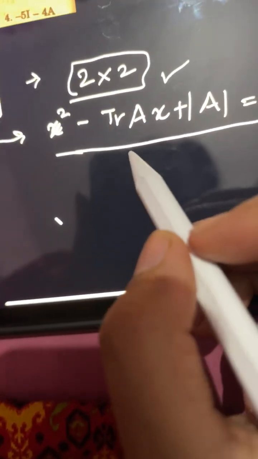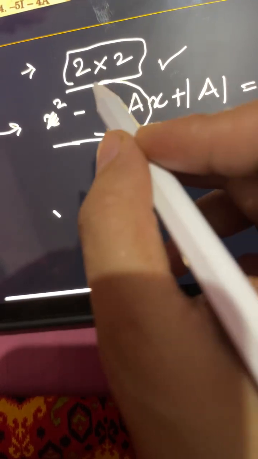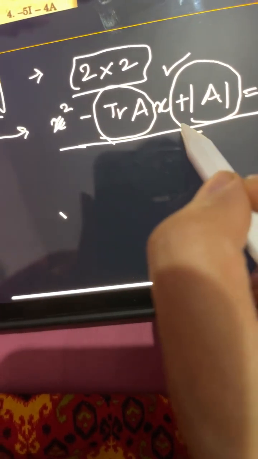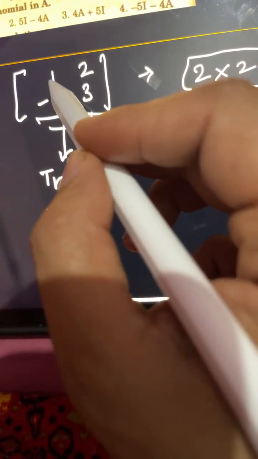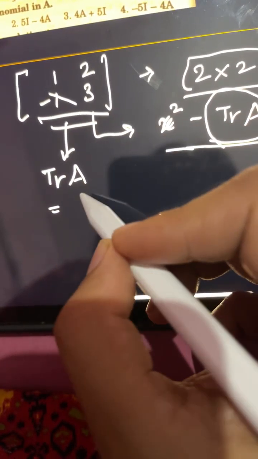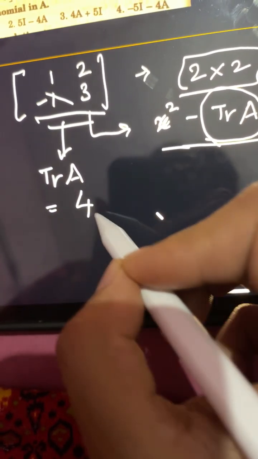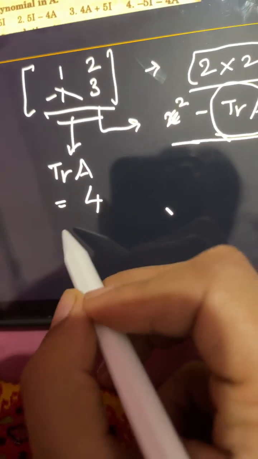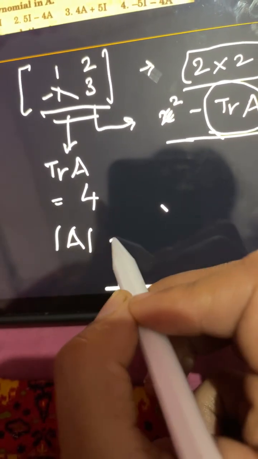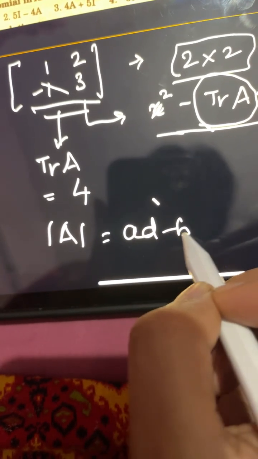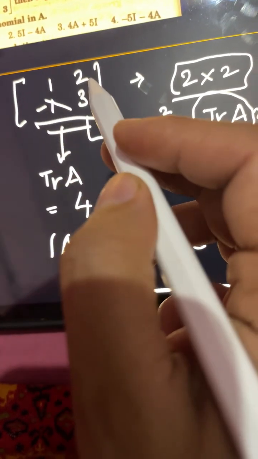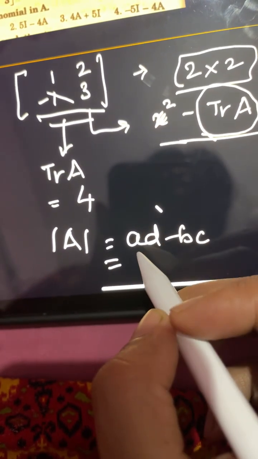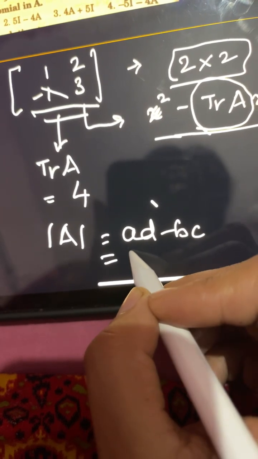So for this you can see that we need trace of A and we need determinant of A. So let's find out the trace of A here. So trace of A, what is it going to be? Trace of A means adding the diagonal elements. So what is that? 3 plus 1, 4. Diagonal elements is 1 plus 3. And determinant of A कैसे निकालते हैं? Very simple, AD minus BC. We all know that, right? So यहाँ से जब हम निकालेंगे तो 1 into 3 minus 1 into 2, right? So 3 plus 2 that is going to be 5.